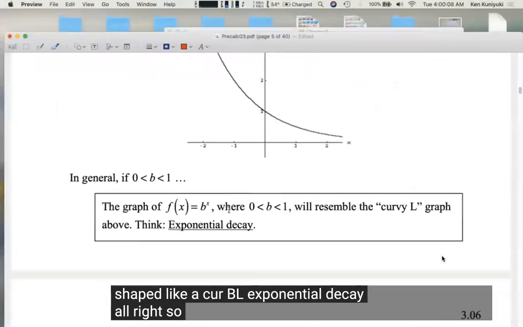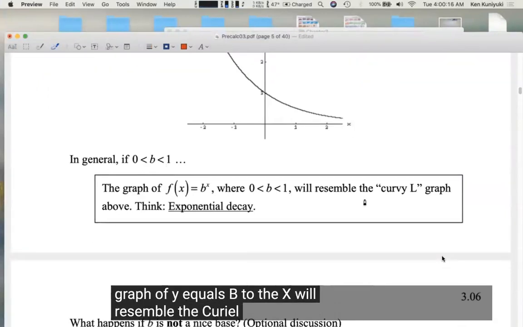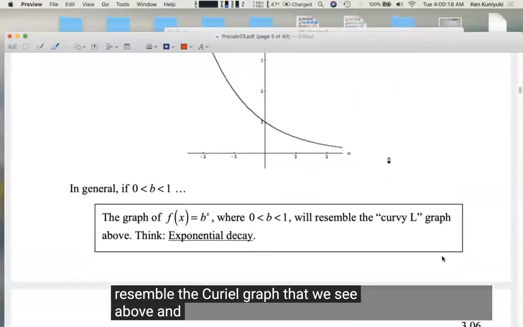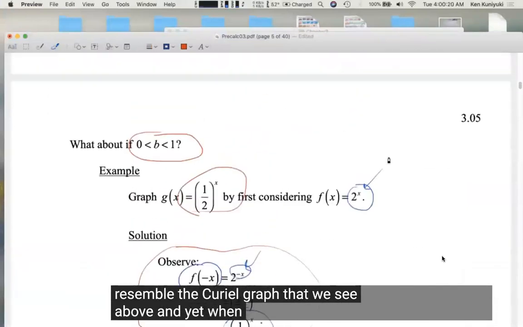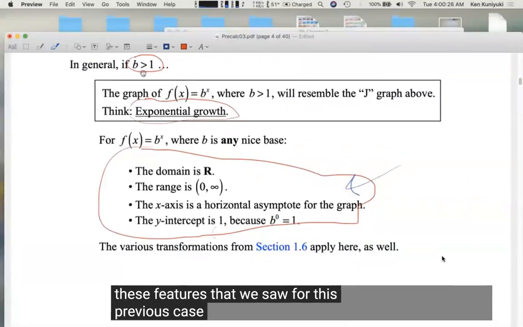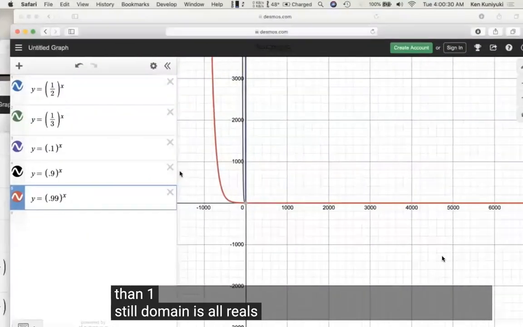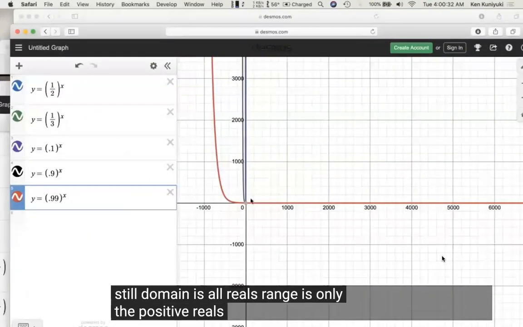All right. So in general, if b is a constant strictly between 0 and 1, then the graph of y equals b to the x will resemble the curvy L graph that we see above. And yet, when you look back at the features that we saw for the previous case, where b was greater than 1, still, domain is all reals, range is only the positive reals.